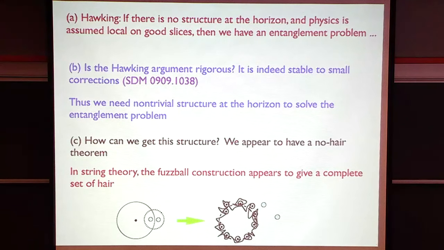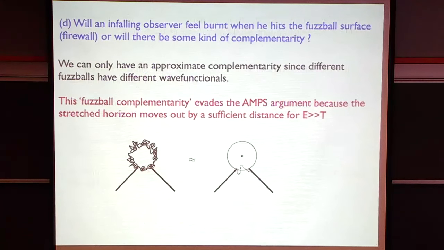Well, because there's a no-hair theorem, you don't seem to get the structure. But in string theory, the Fuzzball construction appears to give you the set of states. Let's assume they are all of this kind, at least for the purpose of our AMPS discussion. Then the next question you should ask is, is this going to behave like a firewall and burn you, or is there going to be some kind of complementarity? But we already knew you can only have approximate complementarity, since the structures manifest different things for different states. You can't replace them all by the vacuum because two different things behave a little differently. They can't both go back to the vacuum. So this can only be an approximation.